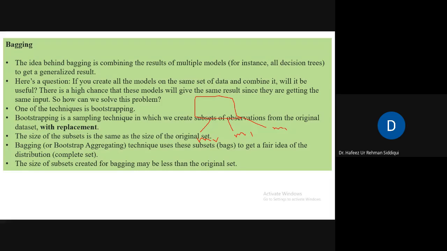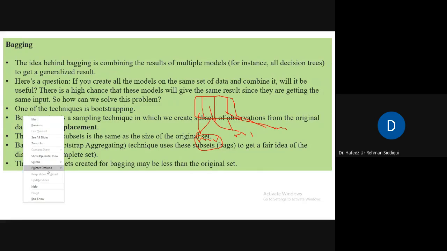But if you make a subset of your data and give the first subset to model M1, the second to model M1 and the third to model M1, then you might have some different results. So this is the basic idea behind bagging. Bags means subsets. We are going to look into it.